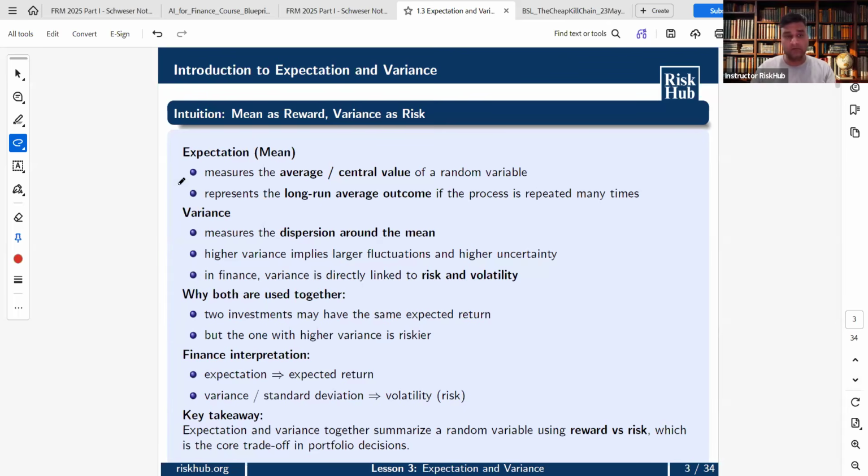Again, a lot of theory. I'm not spending a lot of time here; this is pretty basic stuff, guys. We'll spend time where we are actually getting into the quant or maths part.